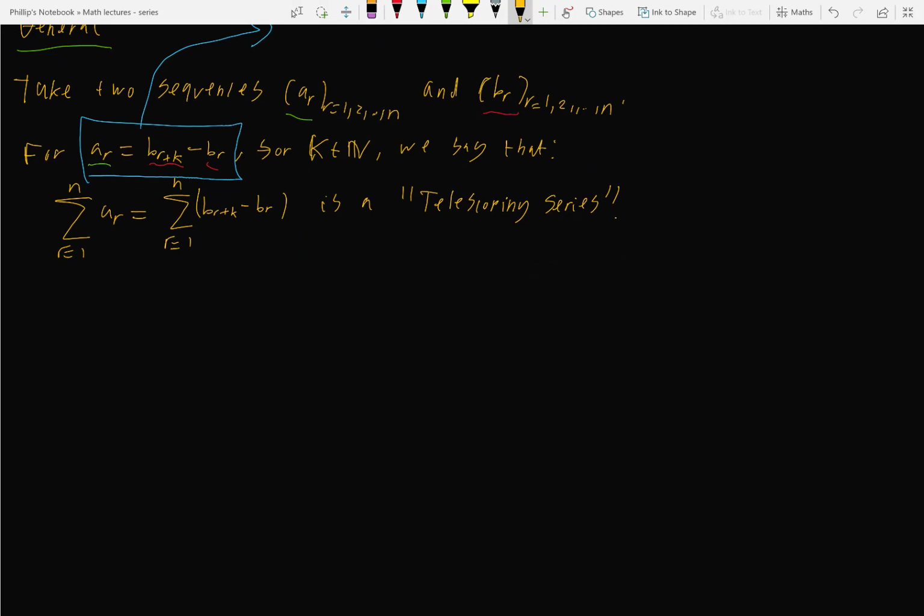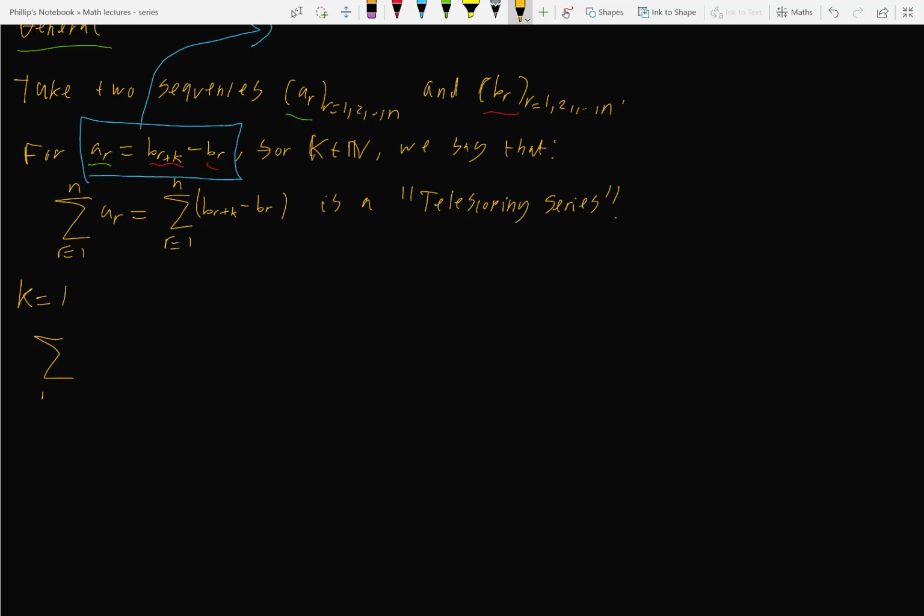Before we give an example, let's have a look at the case where k is a natural number, so let's look at the case where k is equal to 1. We're not going to specify any kind of sequence or series yet for the A_R terms or the B_R terms. We're just going to keep it general. A_R is just A_R, B_R is just B_R, but we're going to look at the terms when k is equal to 1. So for k equals 1, what do we have?